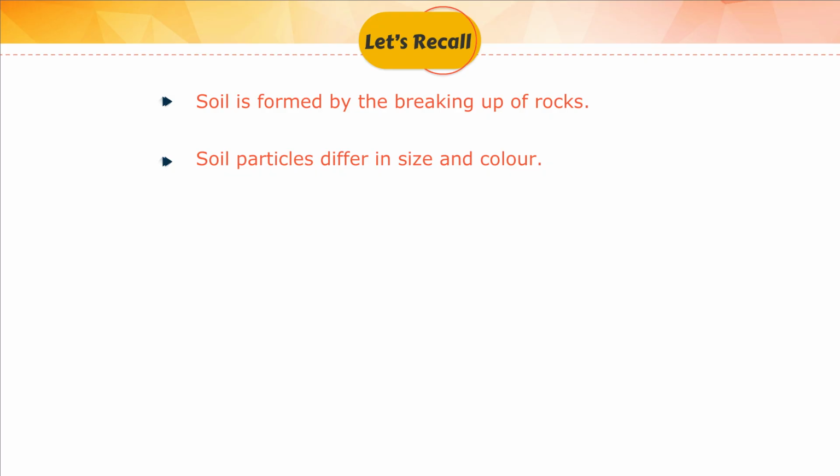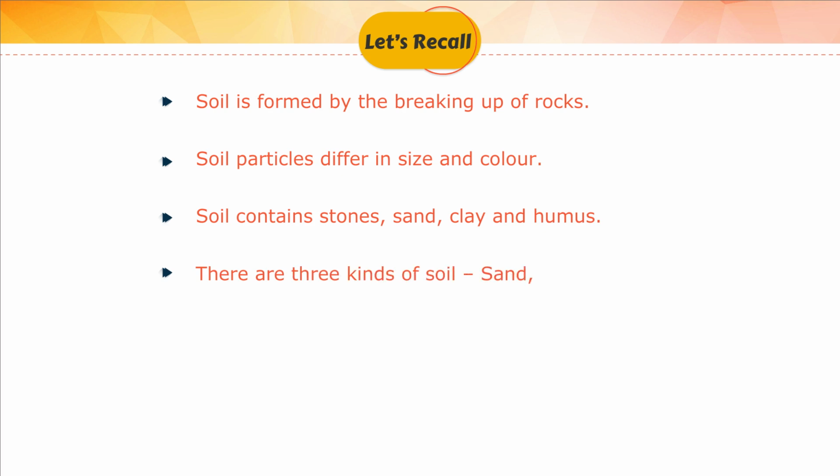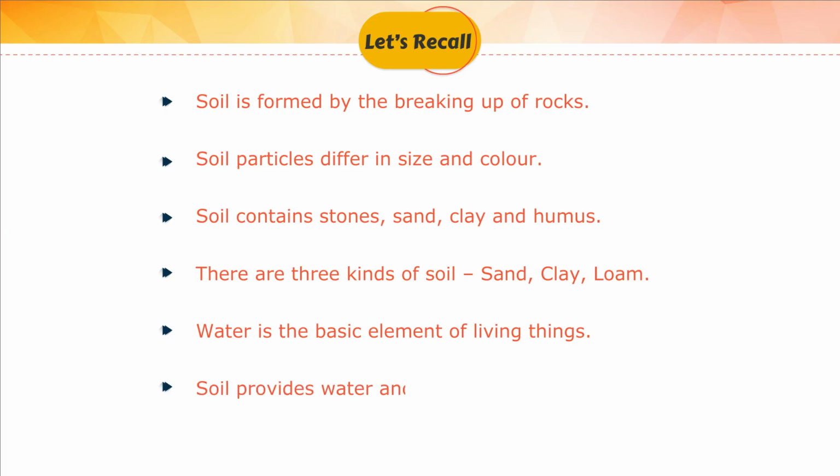Let's recall. Soil is formed by the breaking up of rocks. Soil particles differ in size and color. Soil contains stones, sand, clay, and humus. There are three kinds of soil: sand, clay, loam. Water is the basic element of living things. Soil provides water and minerals to the plants. Soil is formed by a number of layers.